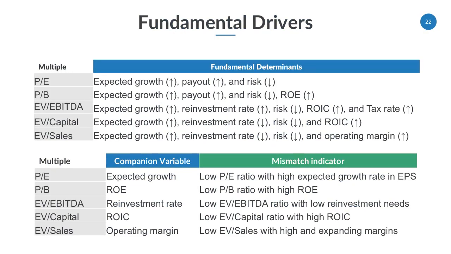Here is a summary of the fundamental drivers of the most commonly used price multiples. We'll dig into some of these multiples in later slides. The reason that I've included it here is that I wanted to demonstrate that while each multiple has 3 to 5 fundamental drivers, there is one that stands above the rest. We call that factor the companion variable. For the PE ratio, the companion variable is the growth rate in earnings, whereas for a multiple like price to book, we'd focus most heavily on return on equity.